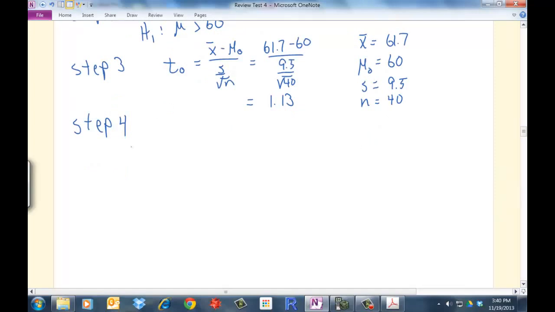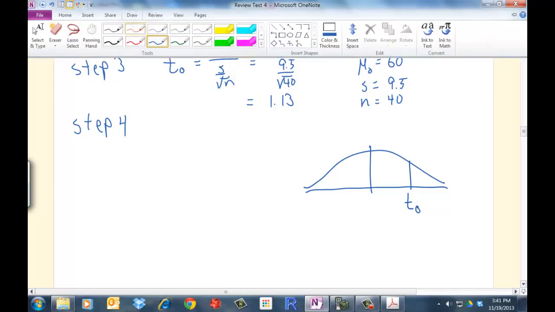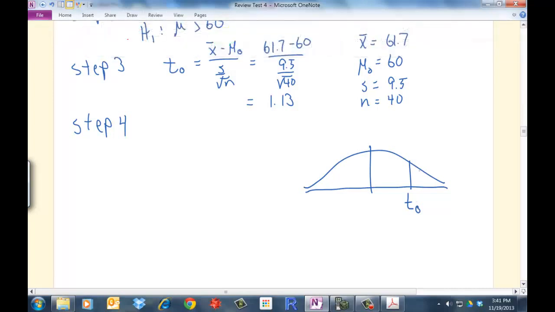So let's write down our image, which is a bell curve. And this is a right tail test, so we're going to look at T0, and this is the p-value right here.